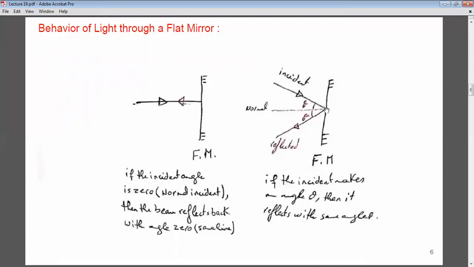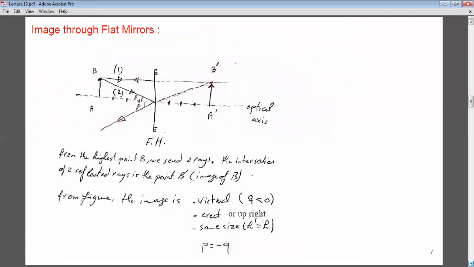However, if the ray incident to the mirror makes an angle theta with the normal, then the reflected angle is also theta. And this is the case we studied in chapter 35. So if the incident ray makes an angle theta, then it reflects with the same angle theta.